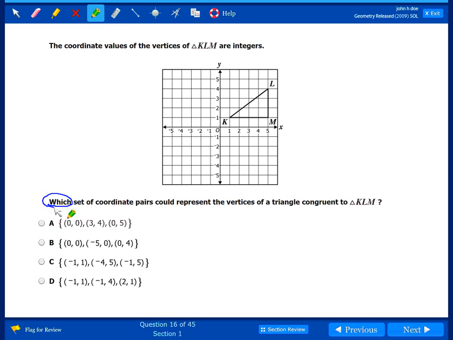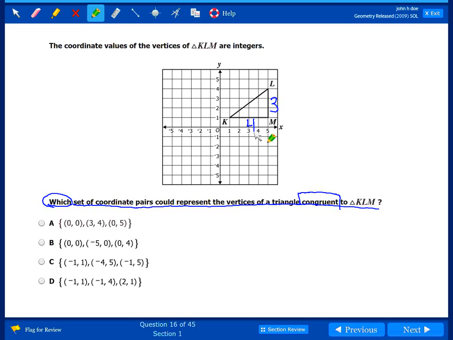Our key word here is which set of coordinate pairs could represent the vertices of a triangle congruent to triangle KLM. So we're looking for congruent triangles. Remember, congruent triangles have equal or congruent sides and congruent angles. So probably the easiest way to do this would be to figure out how long each side is, and our other triangle is going to have the same dimensions.